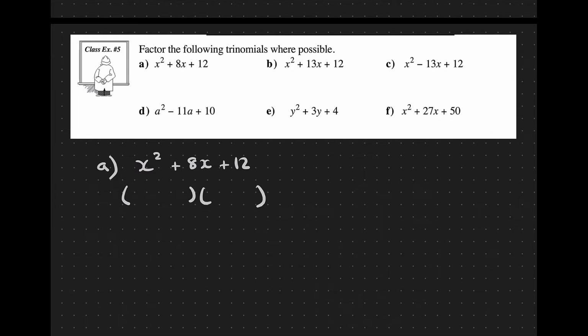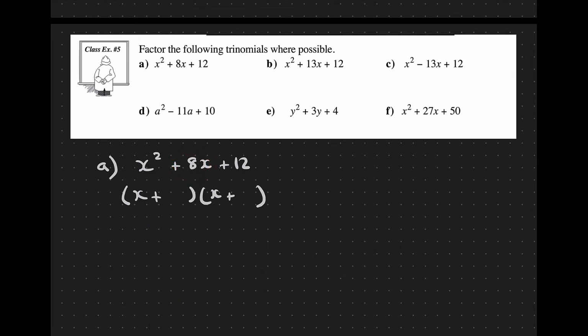So we know to get this first term in the trinomial, x squared, I need to have two x's. This sign right here tells us that both of the signs in each of the binomials are going to be the same, and they're both going to be positive. So I can put a plus and a plus right there. This one is the product.